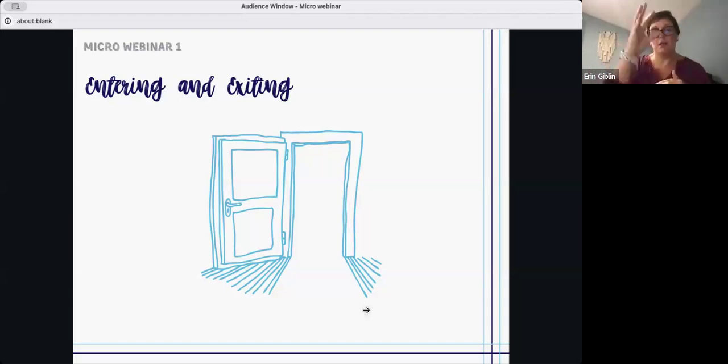So you need to come in and you need to go to your desk. You need to come in and you need to hang up your backpack. And then you go through that gradual release. Exiting is the same concept. Think of all of the things that they need to do before they leave your classroom.